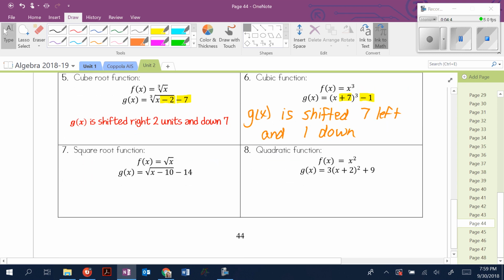Cool. Square root function, very similar to the cube root function. Oh, where'd that go? I need my bar. Okay, my drawing bar went away, but it's back now. Yay.